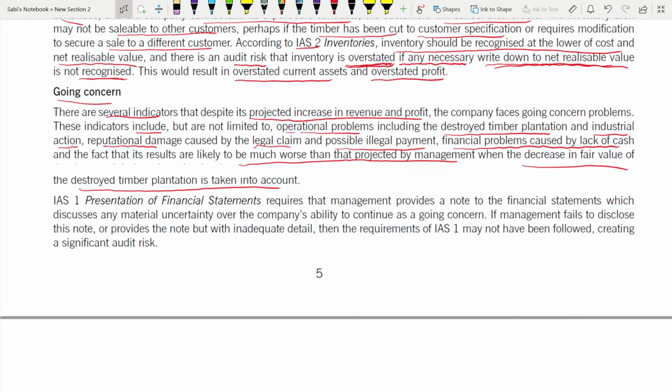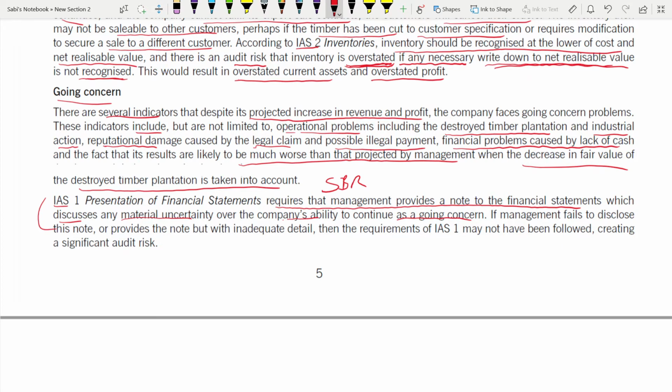IAS 1, because IAS 1 talks about going concern, so this is the most appropriate standard to use here. What does IAS 1 say? It requires that management provides a note to the financial statements which discusses any material uncertainty over the company's ability to continue as a going concern. For this part you need the knowledge of SBR, and to link it with audit risk and all, you need the knowledge of audit.